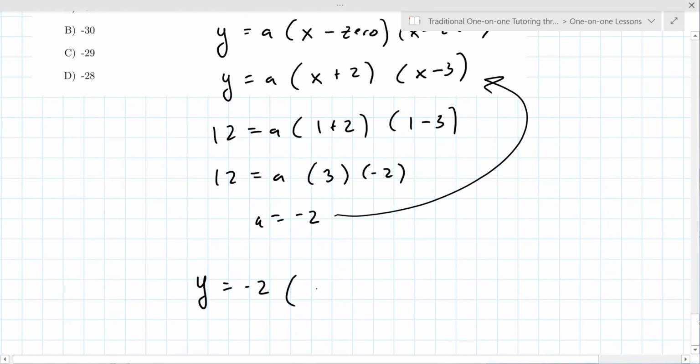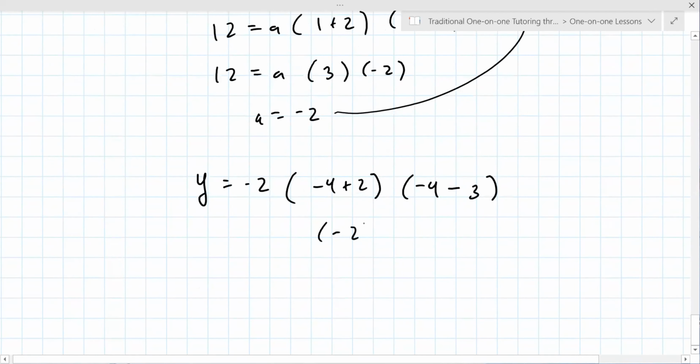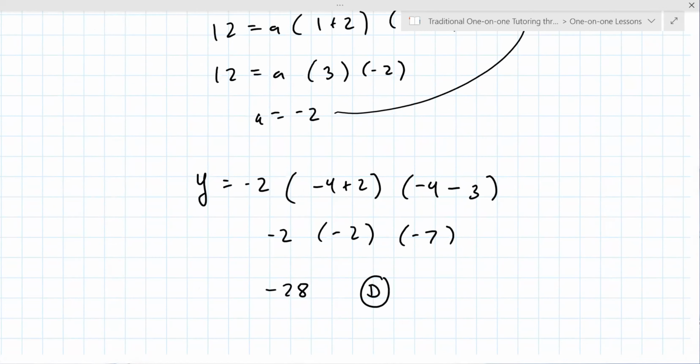So you get y equals -2. It's a spin on always writing it in vertex form, which you may or may not do. So this is -2, this is -7, this is -2. You end up getting -28, letter D. Would you like to do another one like this? Yes. Okay.